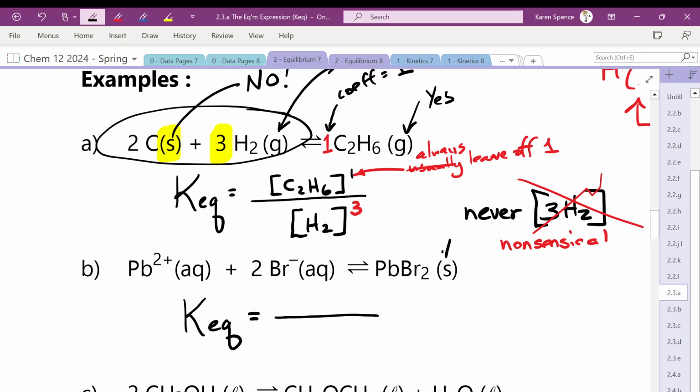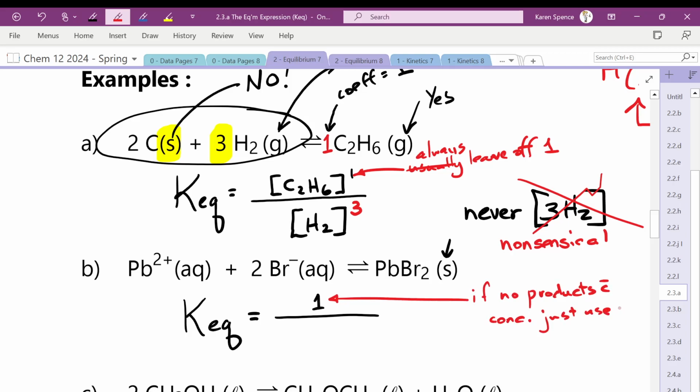Products. Oh, it's a solid. Do we include it? No. Oh, that was the only thing. If I don't have anything to put on the top, what should I put there? A 1, just a 1, okay? If there's no products with a concentration, just use 1.